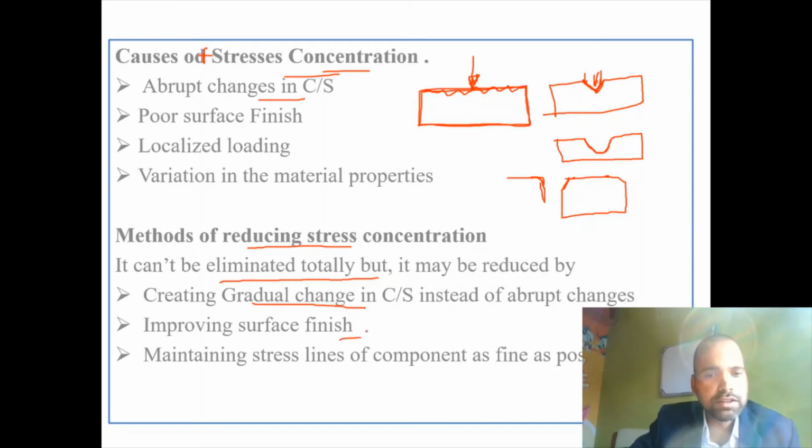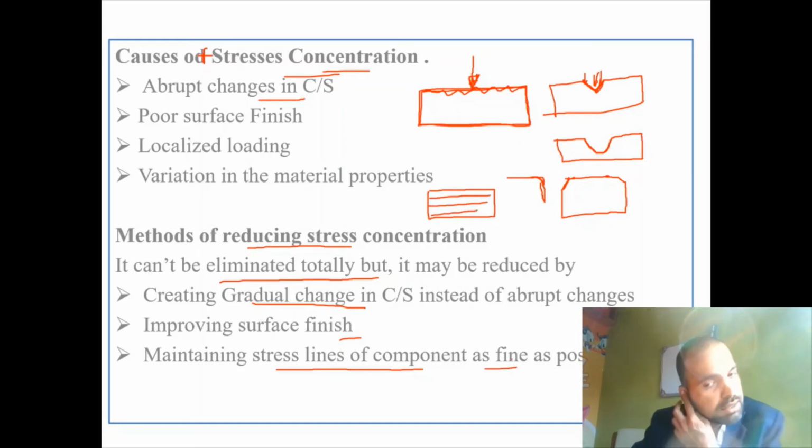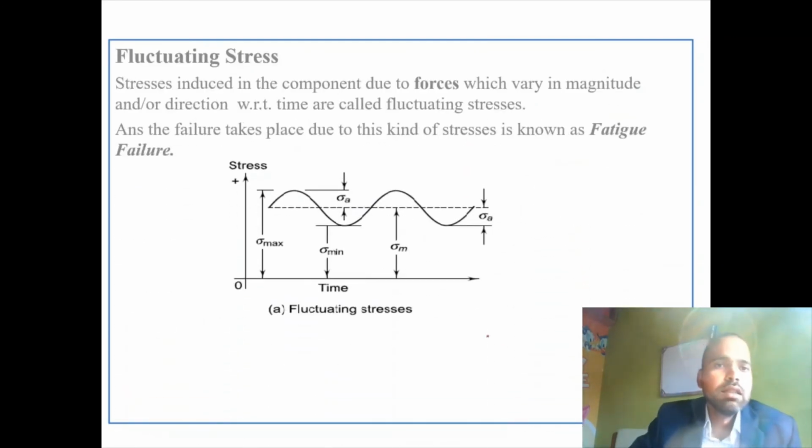We can improve the surface finish of the component to reduce the stress concentration, maintaining the stress lines of the component as fine as possible. That means during the manufacturing of the component, we can maintain the stress lines as fine as possible to reduce the impact of stress concentration. Now we will move ahead with our important point, that is fluctuating stress or the fluctuating load.